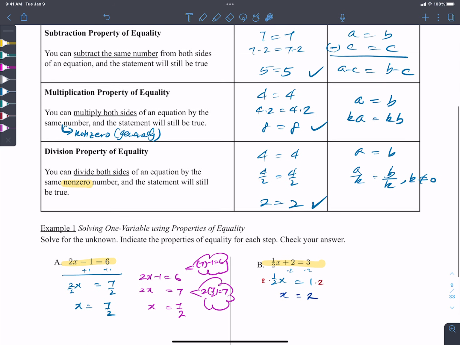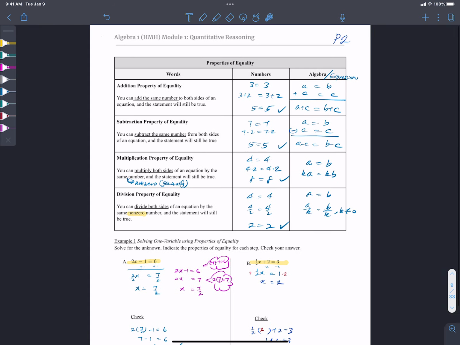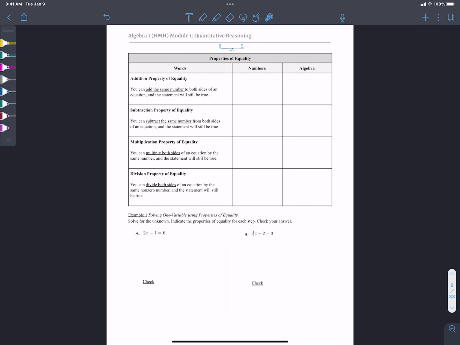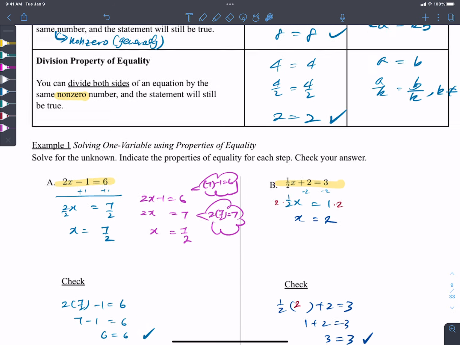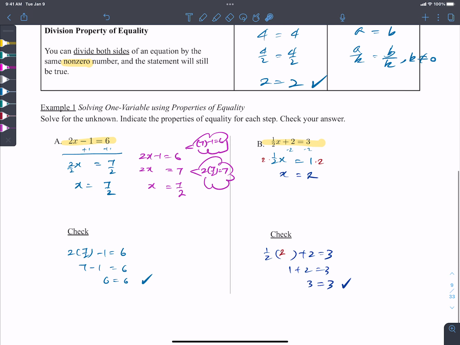Okie dokie, guys. Why don't you go ahead and try these two problems, and just pause the video. Okay, I'm going to assume that you have already done it, and here are the answers. Let me zoom in a little bit. So you add 1 to both sides, and if you do that, you get 2x equal to 7. And then to get rid of the 2, we divide both sides by 2, and then you end up with 7 over 2.